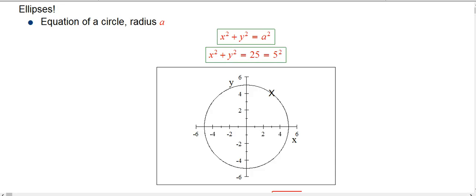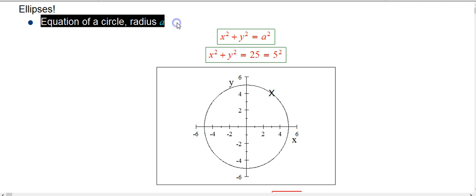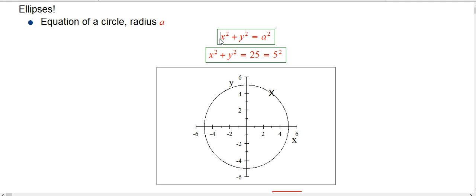Quick introduction to ellipses and the equation for an ellipse. Let's go back, very brief review of the equation of a circle of radius a. This was hugely important with trigonometry, but let's just think about it in terms of the relationship between the algebra and the geometry. The claim is that the general equation for a circle of radius a with center at the origin, just to make things simple, is x squared plus y squared equals a squared.